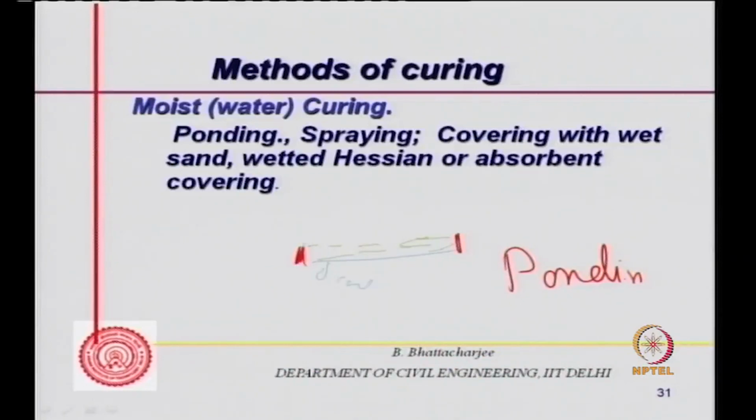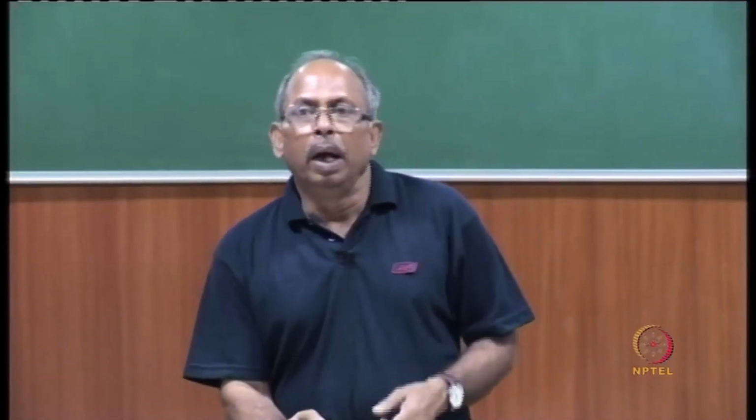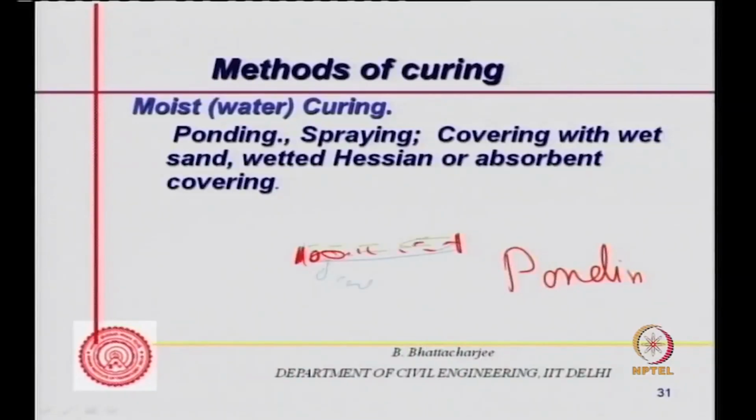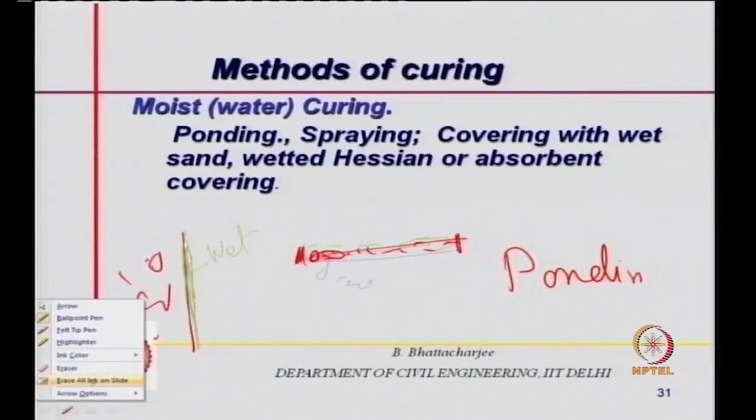Spray with any kind of pipe, and then cover with wet sand. So instead of ponding, you can just put in sand particles here, and this has to be maintained wet. Or you put wet Hessian cloths or an absorbent covering. So this could be for slab or for columns also. For example, if it is a column, you can put wet Hessian cloth here, which will remain wet all the time. So you keep it wet with some kind of absorbent covering. This is one way moist curing is done.